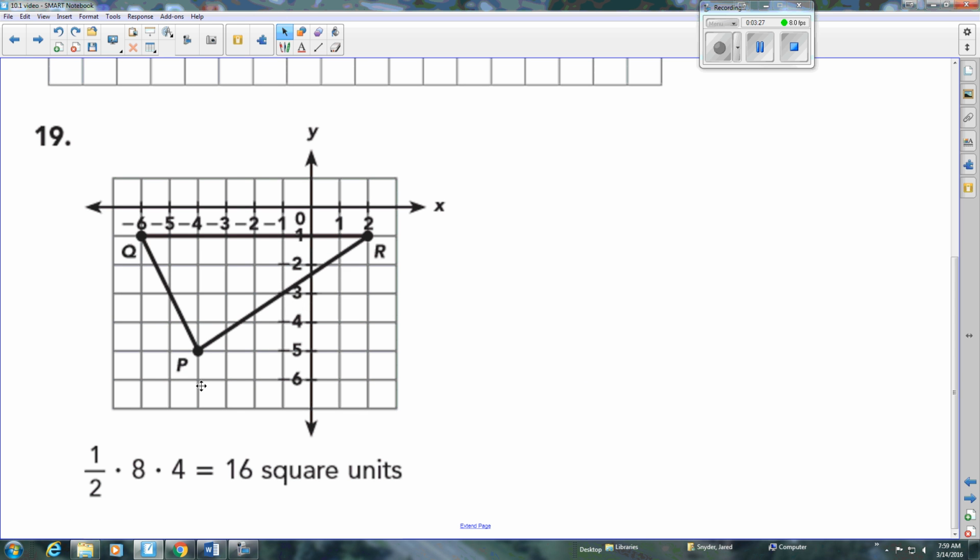Well, we know that area equals 1/2 base times height, but we don't know what the base is. So the base I would choose would be right across QR. So 1, 2, 3, 4, 5, 6, 7, 8. So they plugged in 8. Your height is going to be 90 degrees right off of that. 1, 2, 3, 4. So the height is 4, 1/2 times 8 times 4. So I get 1/2 of 8 is 4. 4 times 4 is 16.